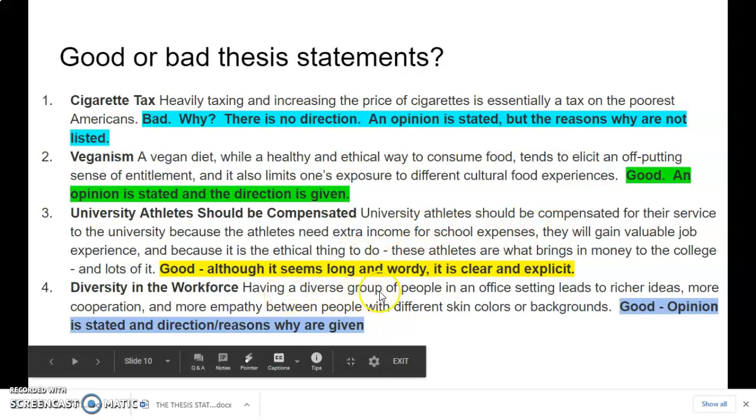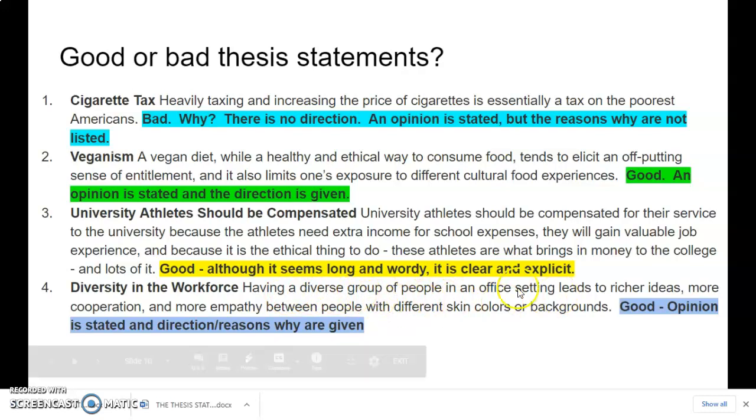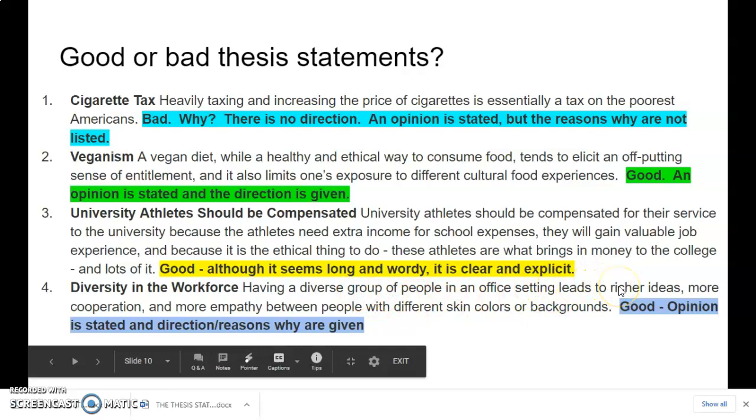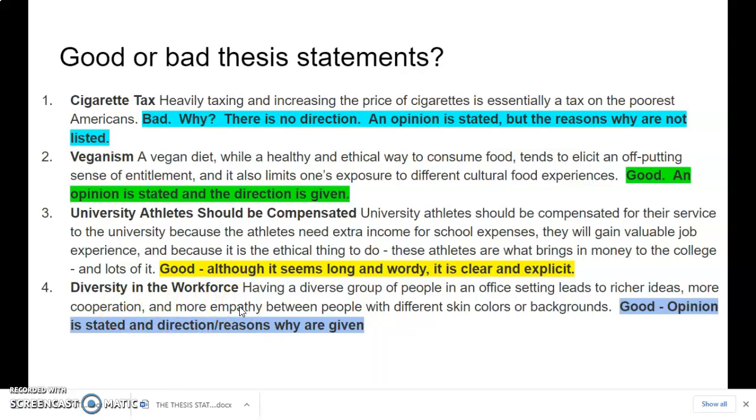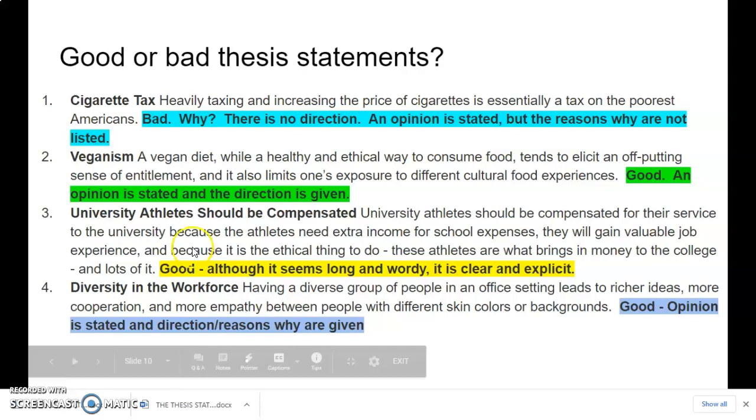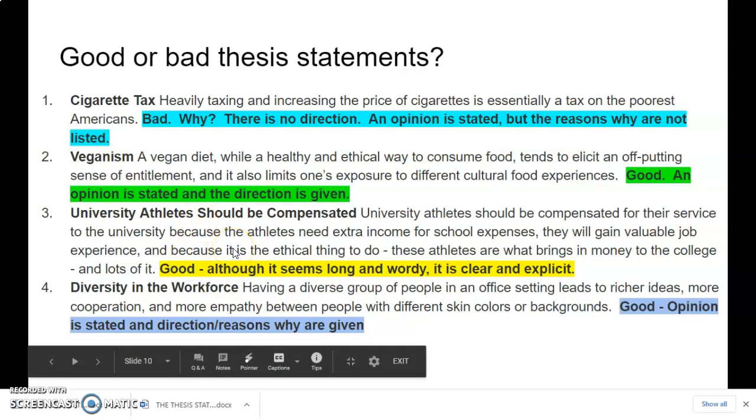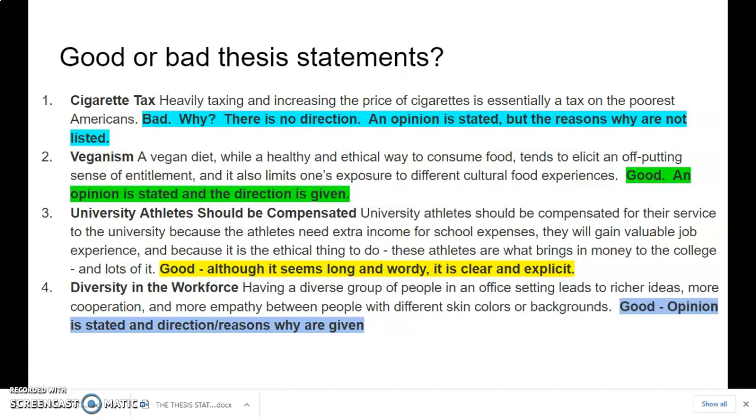And then having a diverse group of people. So again, we need a diverse group of people. One reason is richer ideas. One reason is for cooperation. And one reason is for more empathy between people with different skin colors and backgrounds. So again, there's specificity as far as where the person is going to be going with these thesis statements. They're clear. An opinion is stated.